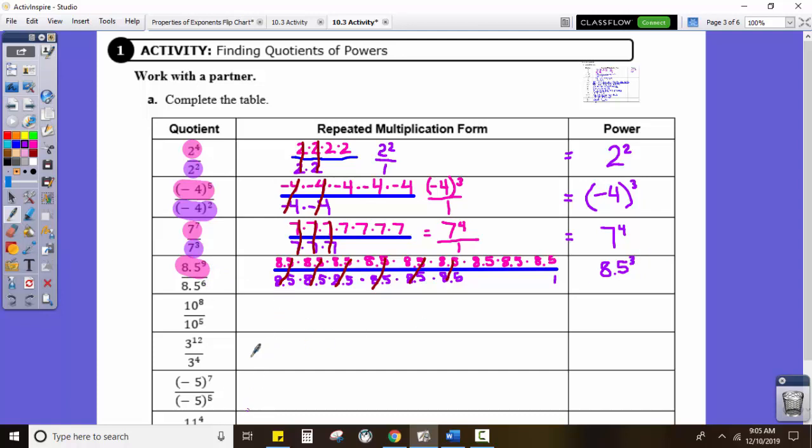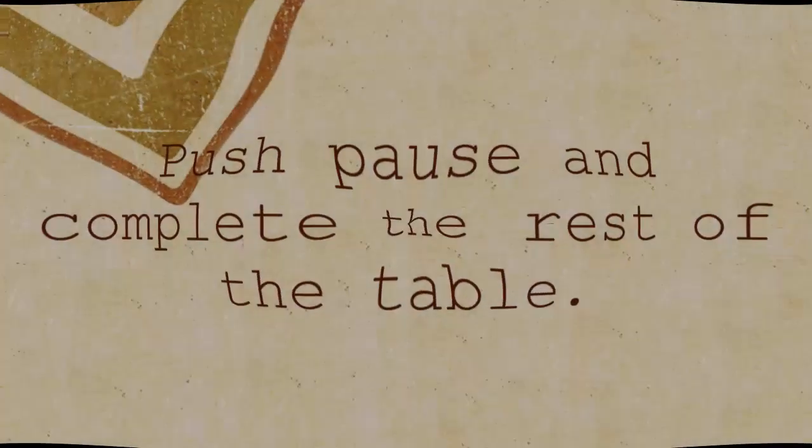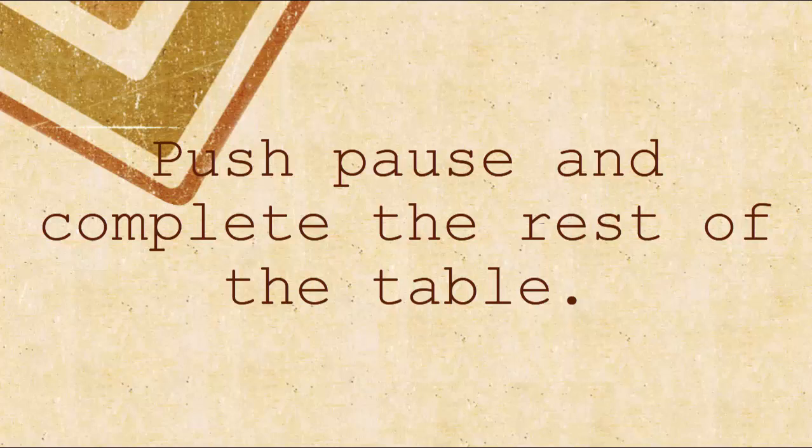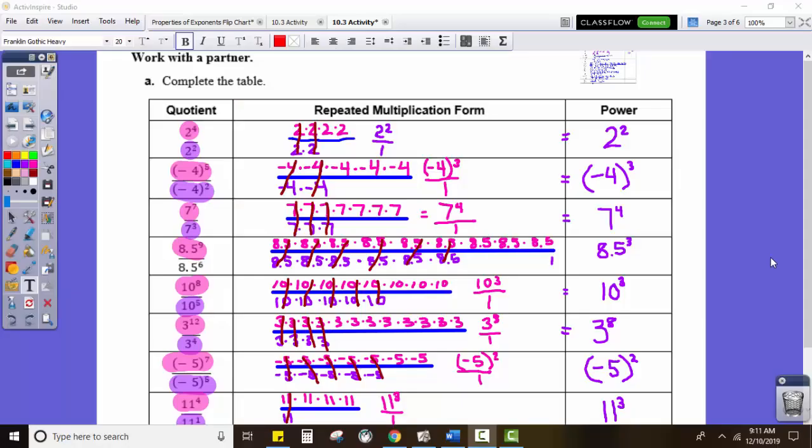Okay, what you're going to do for the rest of the table, you're going to fill out the rest of the table with the repeated multiplication and the power. When you are done, push play and you'll be able to check your answer. So go ahead and push pause right now. Okay, so you can compare your table with what I have for you on the screen. Make sure we both have the same powers.